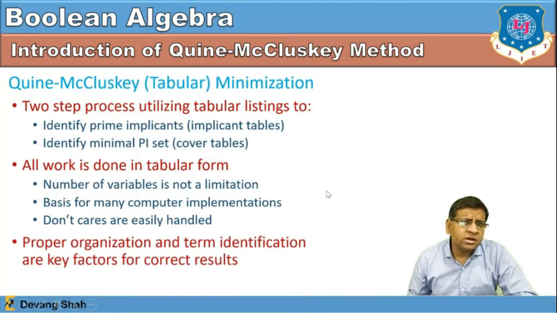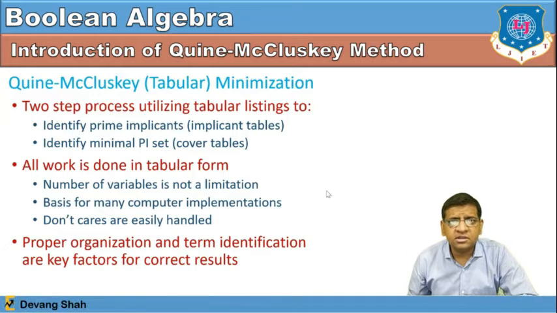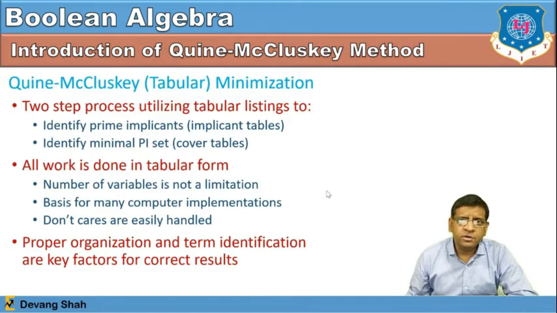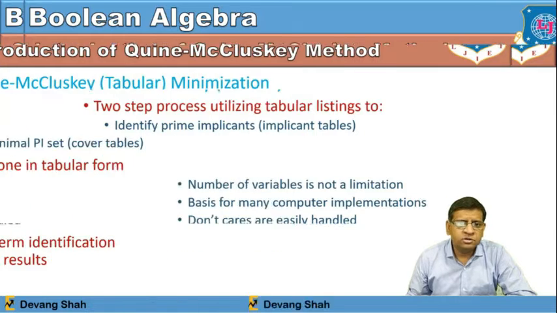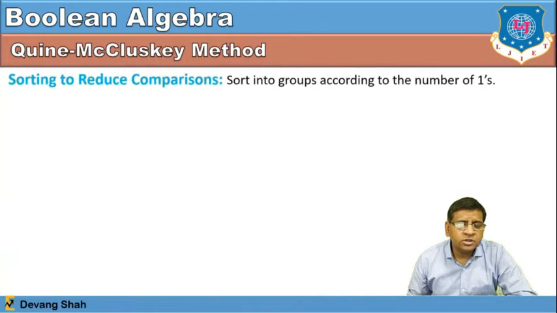In some conditions we define a don't care, but as such this is not covered in our syllabus, so we are not discussing that don't care condition. Proper organization and term identification are key factors for the correct result. If we further discuss this particular method, we can discuss sorting to reduce the comparisons. So sort into groups according to the number of ones.